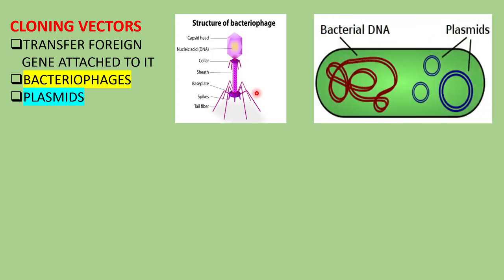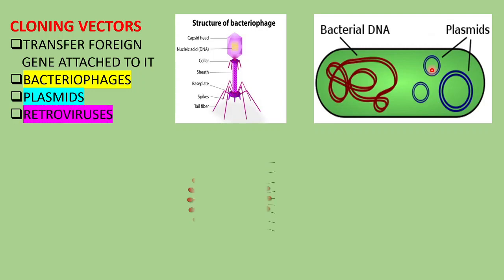Second type is plasmids. Plasmids are extra chromosomal genetic material found in bacteria. They are autonomous. They are not in any way related to the bacterial DNA. That is, the main chromosomal DNA of bacteria will not control the functioning of the plasmids. They are independent. They can self-replicate. They can divide. So those plasmids are used as vectors. We will learn in detail.